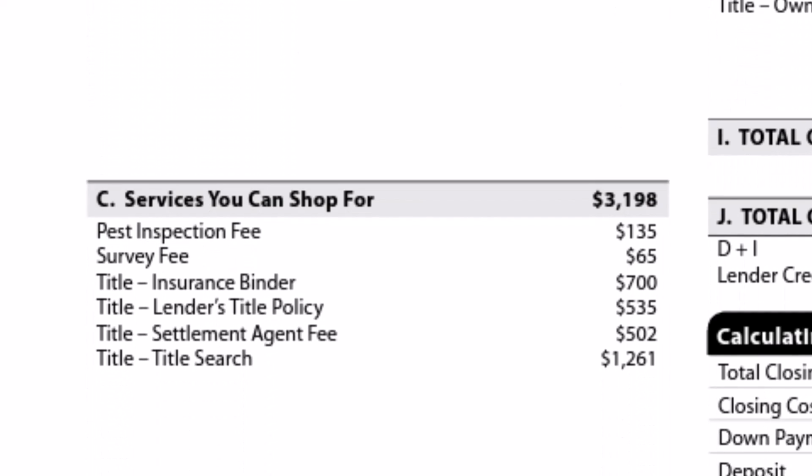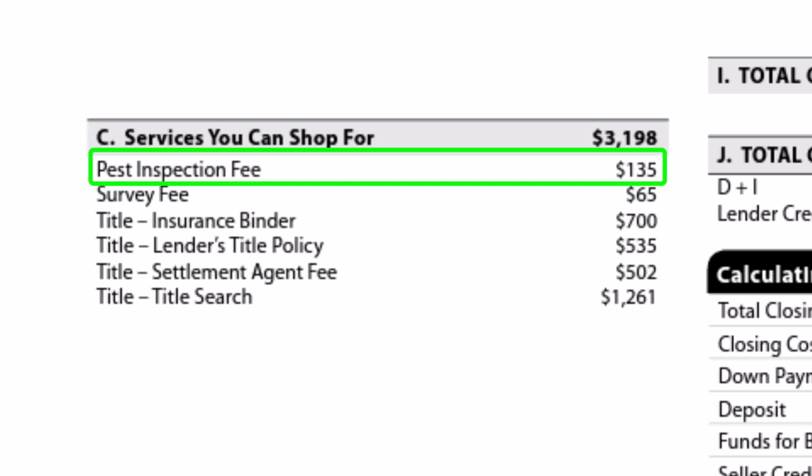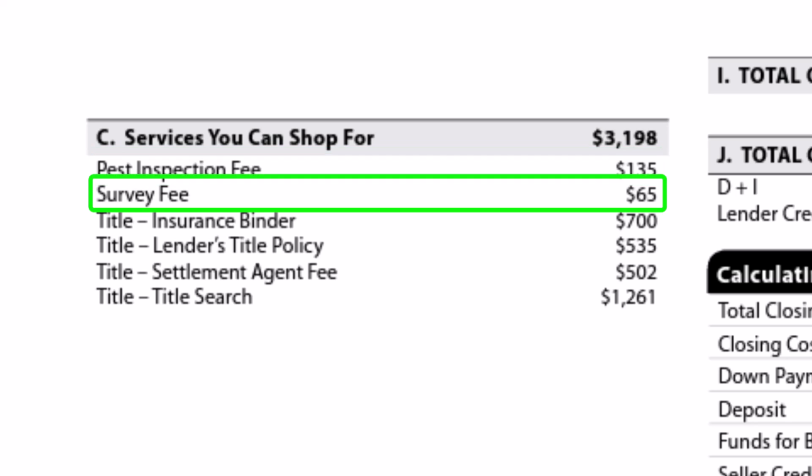Now let's move on to the next section of loan costs, which is C, services you can shop for. Now these costs can differ among lenders based on how they calculate these fees for you. Most are straightforward, but let's quickly go over them here. First up is the pest inspection fee, and this is for examining the home for any hard to detect pests like termites. Next, we have a survey fee, and this is to verify that the property boundaries match what is recorded with the county.